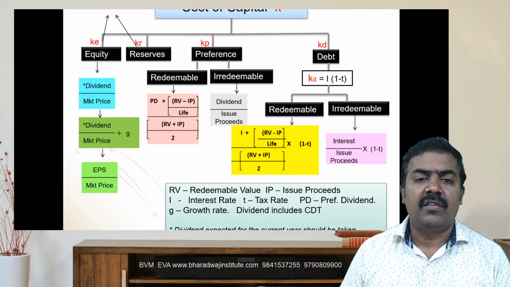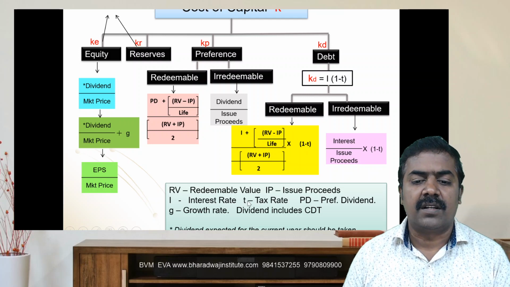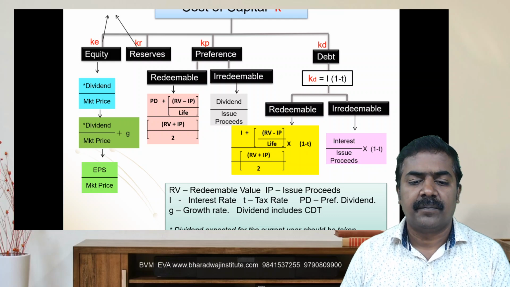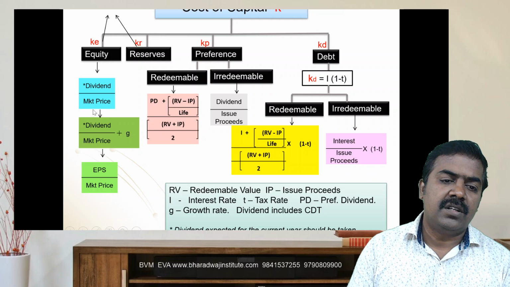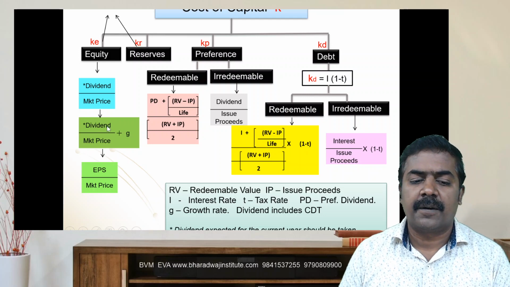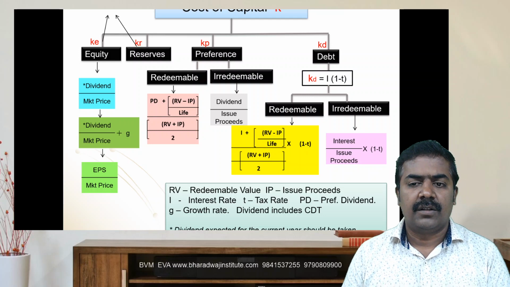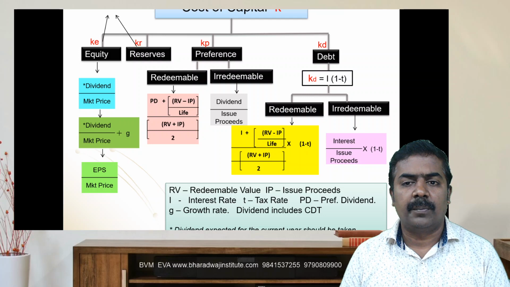Okay. RV means redeemable value, IP means issue proceeds, I means interest rate, T means tax rate, PD means preference dividend including corporate dividend tax, G refers to growth rate. So, this dividend means dividend expected for the current year. Dividend expected for the current year should be taken. So, if you remember this, no issues, otherwise I request you to copy this.